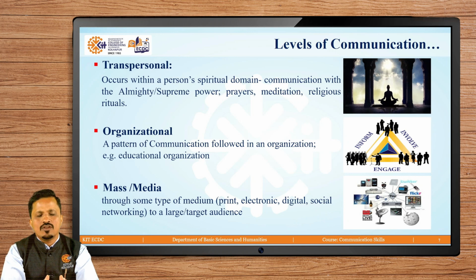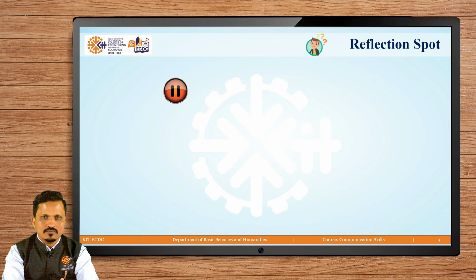So when we would like to communicate with the people at large, we use mass communication with the help of some media, that can be print media, electronic media, digital media or social networking platforms. So the way we are communicating with, for example, news on the news channel, mass media, your own post on Facebook, Instagram, that is also mass or media communication.